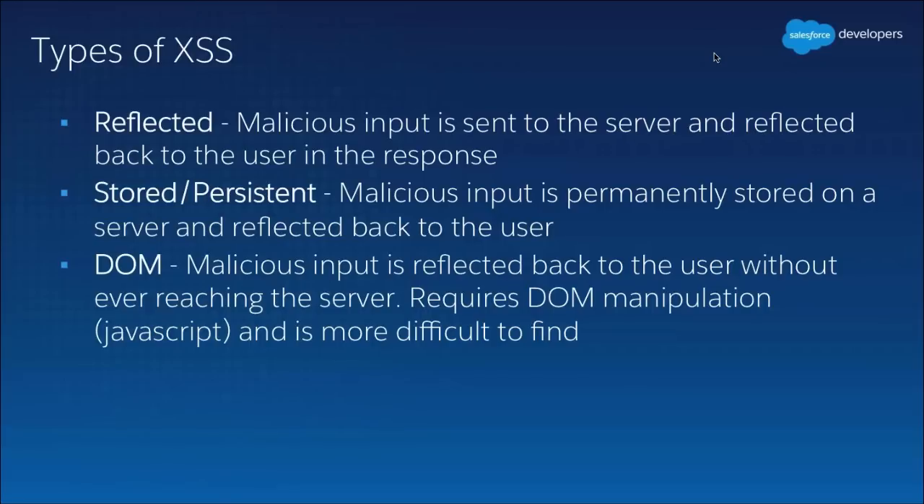Next is stored, or persistent, XSS. This is when the input is permanently stored on the server and reflected back to the user. Usually that means the user input is stored in a database somewhere and retrieved either immediately. So let's say when you register an account, it shows you a welcome page with your username or your first name and last name. That's reflected right away. However, it's still stored and persistent because it's stored in the backend database. Later you can come back to the same page and you'll still see your user input. You don't need to put it back into the request.